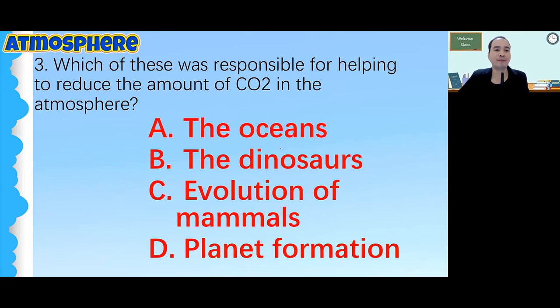Next, number 3. Which of these was responsible for helping to reduce the amount of carbon dioxide in the atmosphere? A, the oceans. B, the dinosaurs. C, evolution of mammals. D, planet formation. You can pause the video and think of the correct answer. Okay, so the answer is letter A. It is the ocean. The ocean dissolves carbon dioxide.